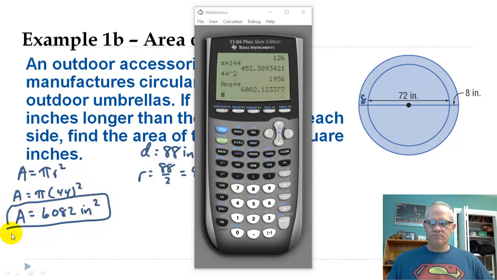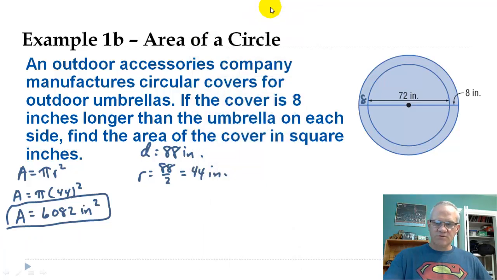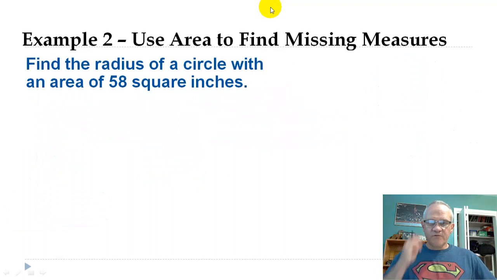Okay, good. Next, find the radius of a circle with an area of 58 square inches.